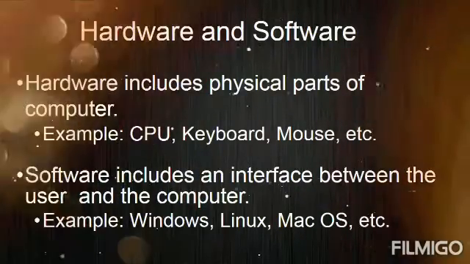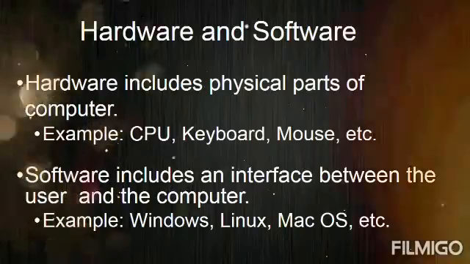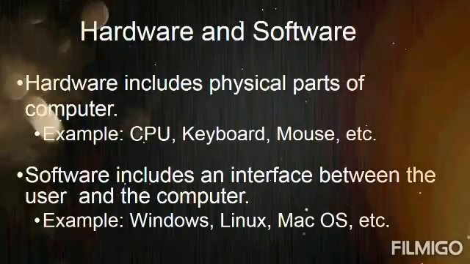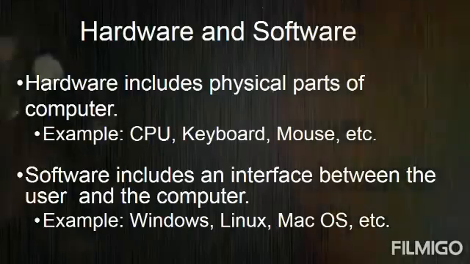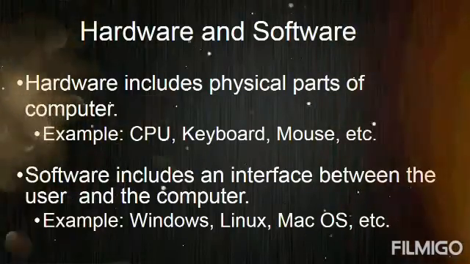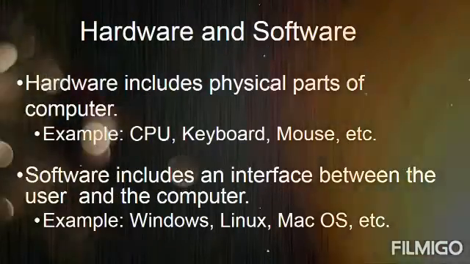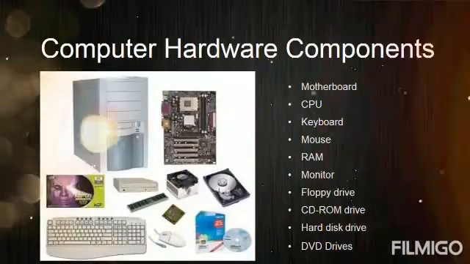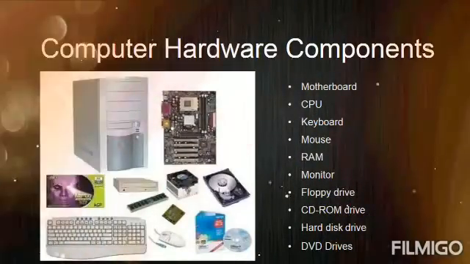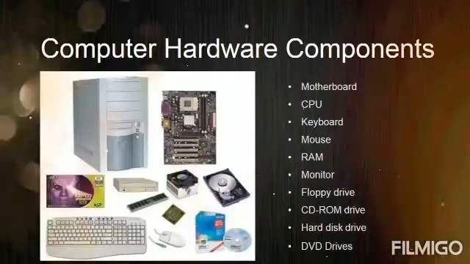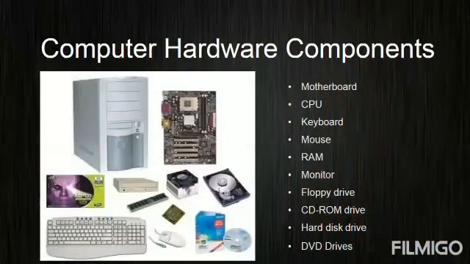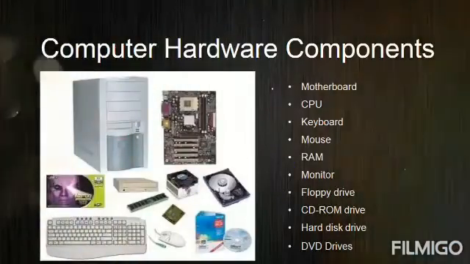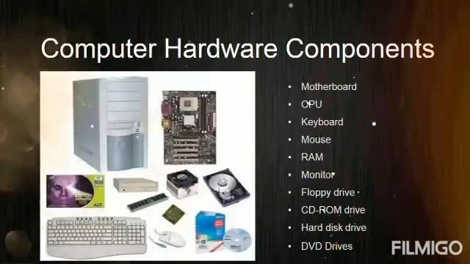And what is software? The set of instructions given to the computer to solve a specific task. It is the interface between the user and the computer. Examples are Windows, Linux, Mac operating system, etc. Here you can see different examples of hardware components: motherboard, CPU, keyboard, mouse, RAM, monitor, floppy drive, CD-ROM, hard disk and DVD drives.